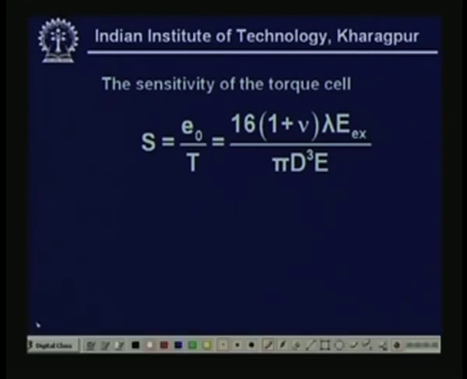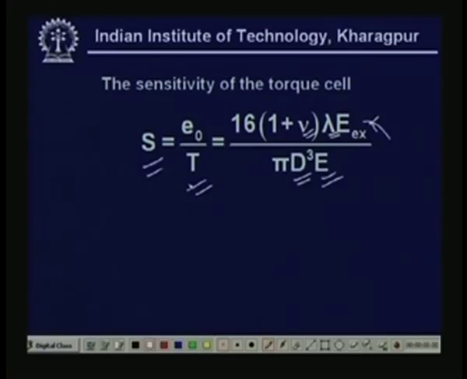Here, E x is the excitation voltage of the Wheatstone bridge, E is Young's modulus of elasticity, d is the diameter of the shaft, nu is the Poisson's ratio of the material of the shaft, and lambda is the gauge factor of the strain gauges, whatever strain gauge factor you will use. So, this is our sensitivity, that means for unit change of torque, how much output voltage I will get in the Wheatstone bridge. This is the sensitivity of the torque cell and Wheatstone bridge combination.